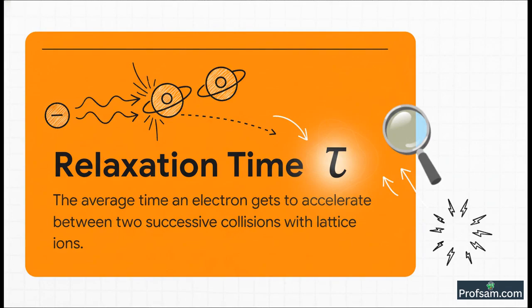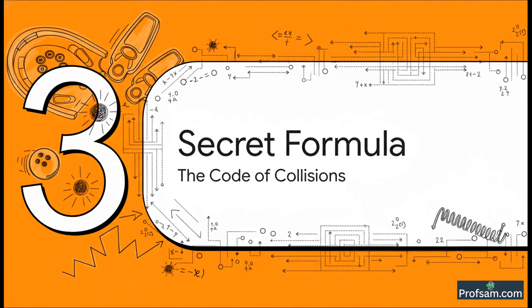This brings us to a super important term for your exams, Bacho. It's called relaxation time, and we use the Greek letter tau for it. It sounds complicated, but it's a very simple idea. It's just the average time an electron gets to relax or take a break between two collisions. It's the tiny gap of time it gets before it hits the next pinball bumper. Okay, so now we have this mental picture, this pinball game happening inside the wire. So let's learn the secret code, the formula that physicists use to describe this entire game mathematically.